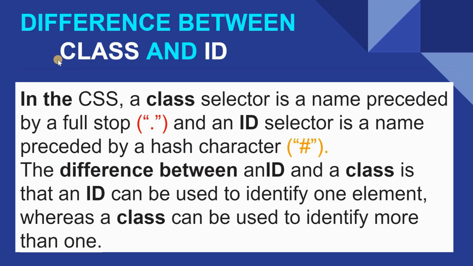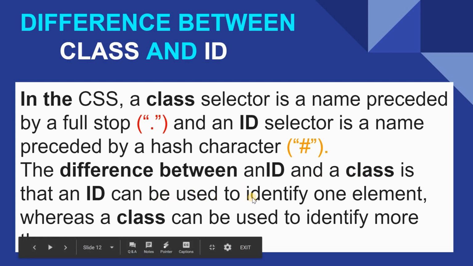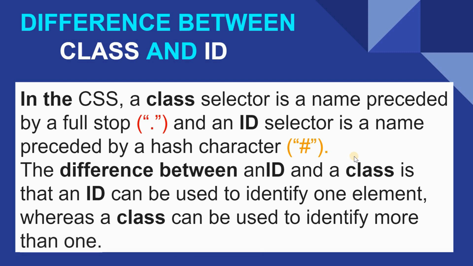Then the next question is, what is the difference between the class and the ID? In CSS, a class selector is name preceded by the full stop and an ID selector is name preceded by the hash character. Okay. The main difference between the ID and the class is that an ID can be used to identify one element, whereas a class can be used to identify more than one element. Okay.